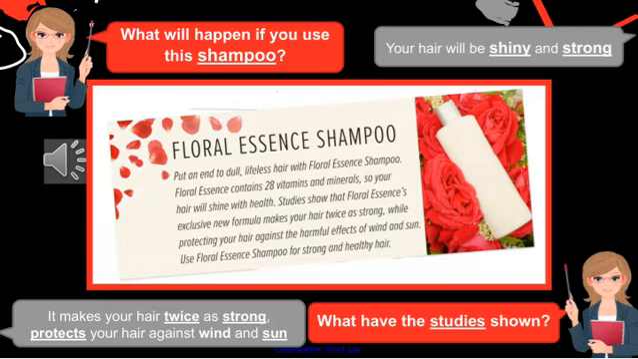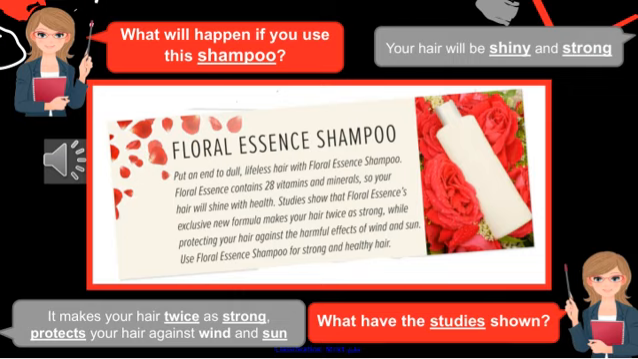This slide highlights some really exciting benefits of using this shampoo. First, it makes your hair twice as strong, which is a huge advantage for anyone looking to reduce breakage and improve hair health. It also provides protection against environmental factors like wind and sun, which can be quite damaging over time.